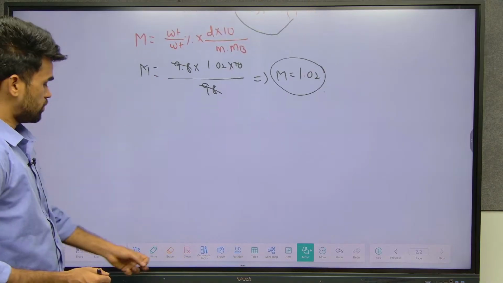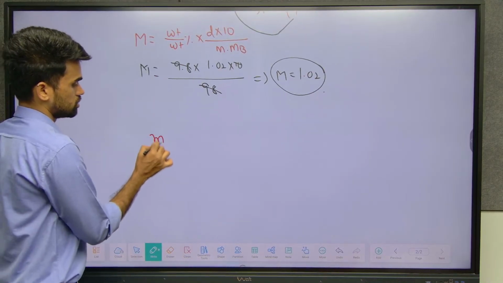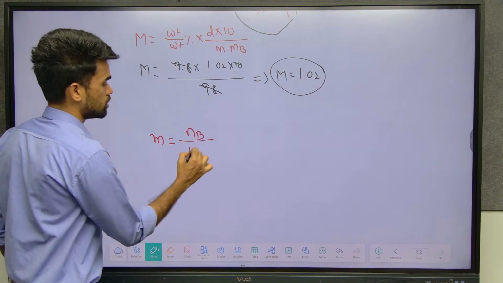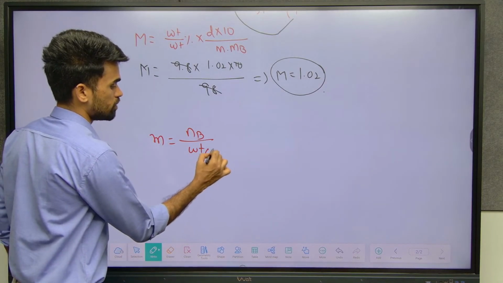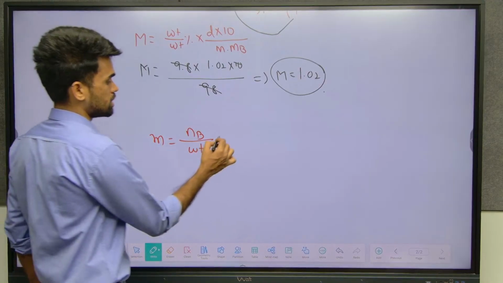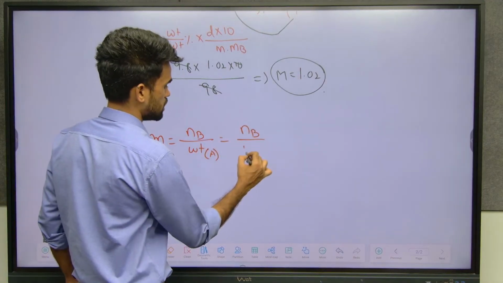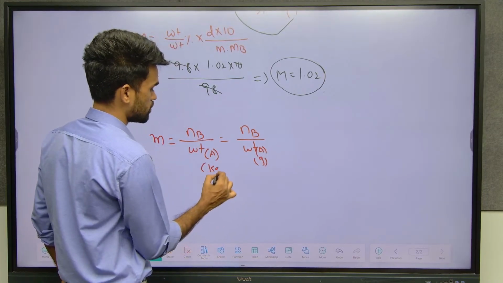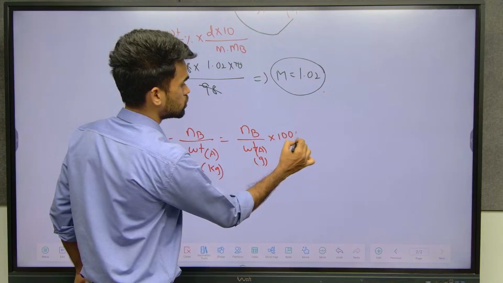Next. What about molality? Number of moles of solute by weight of solvent in kg. Then next you can write this as number of moles by weight of solvent in grams. If you write here, it is in kg. Here you can write into 1000.